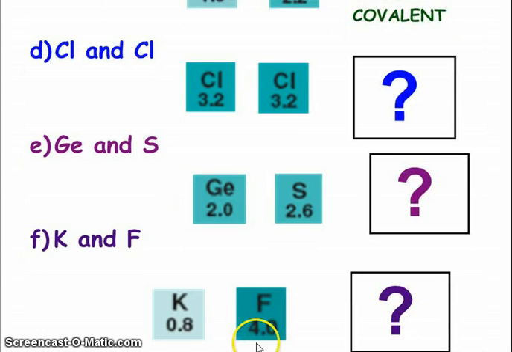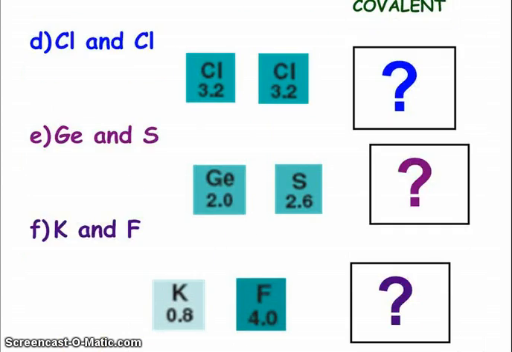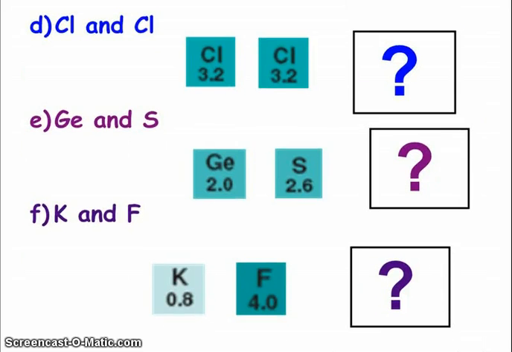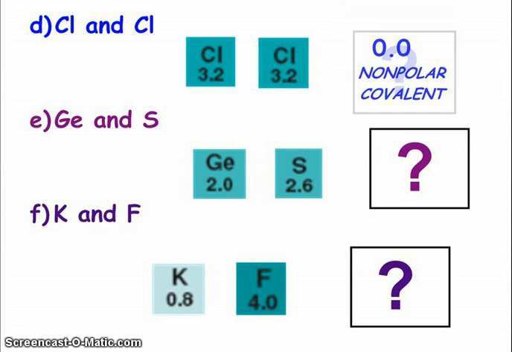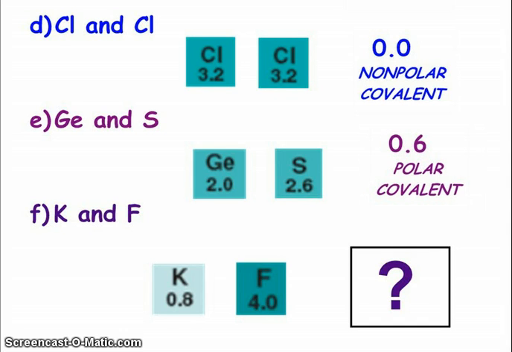These are just a little easier to read if you want, but these are the rest of the samples. Take a moment and see if you can figure out those bonds. You can pause the video, and now I'll just give you the answers. But chlorine and chlorine, it's a diatomic molecule. Anytime you have the same element, the difference is going to be 0. That's our most nonpolar example. Germanium and sulfur with a difference of 0.6 is just slightly in that polar covalent region. And then potassium and fluorine, a very large difference of 3.2, definitely ionic.